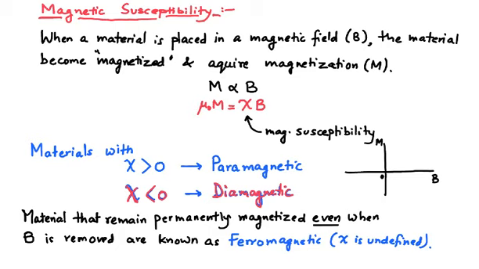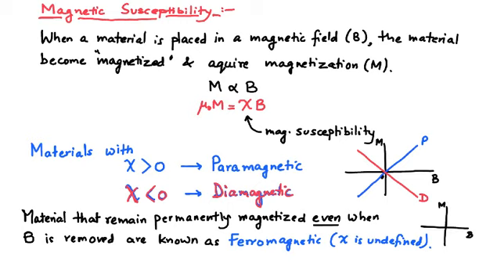Now let's look at how the graph will look for paramagnetic, diamagnetic, and ferromagnetic materials. If we plot M versus B, the applied magnetic field, then for a paramagnetic material, the graph will look something like this. And for a diamagnetic material, the graph will look like this. However, for a ferromagnetic material, the M versus B curve looks very different.